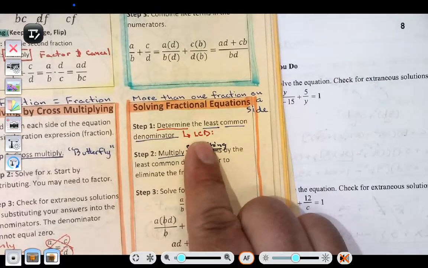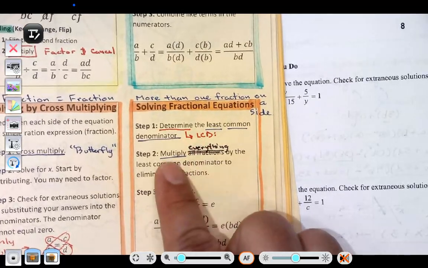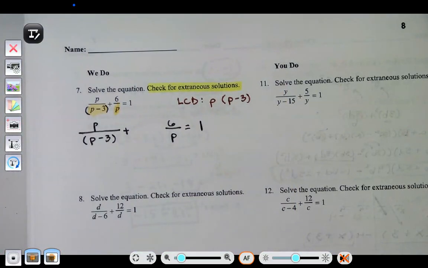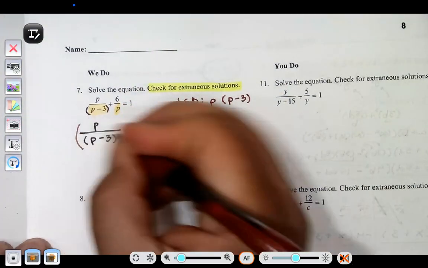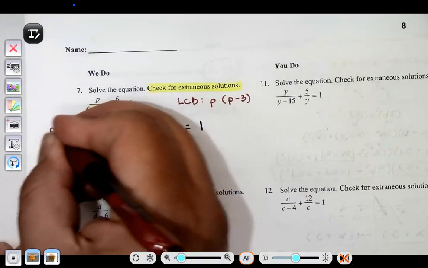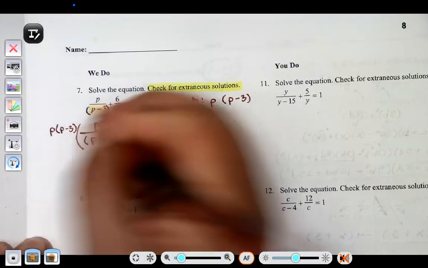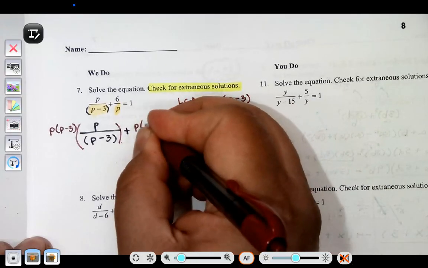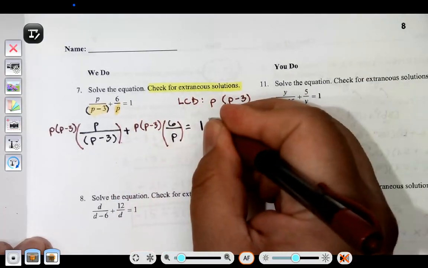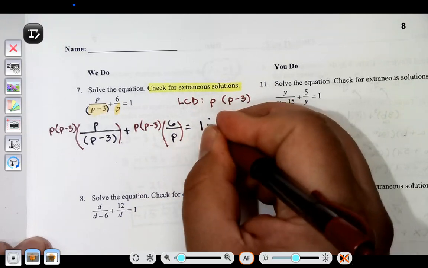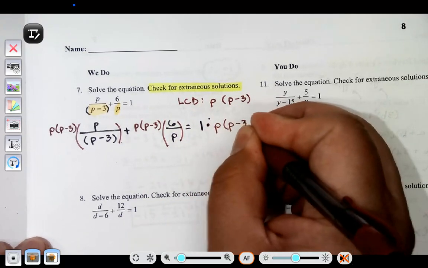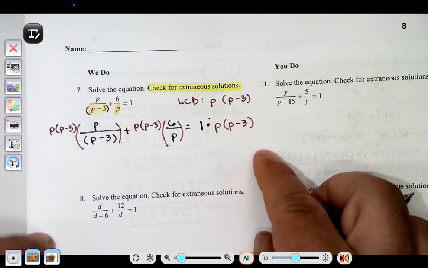What it says is, once you find your LCD, you're going to multiply everything by the LCD. So I will put a big parentheses around this and write P minus 3. Put a parentheses around this and write P times P minus 3. And then over here, same thing. Maybe I'll put a dot here. And then P times P minus 3. We do it to everything it says.